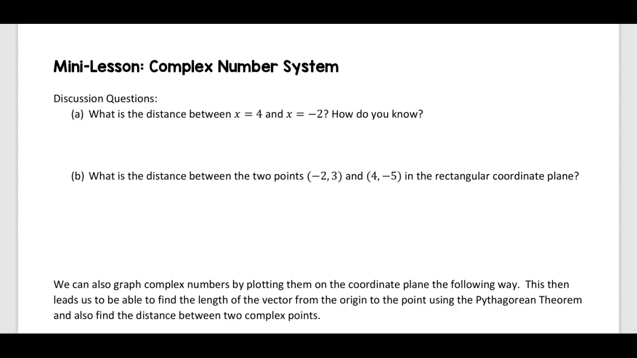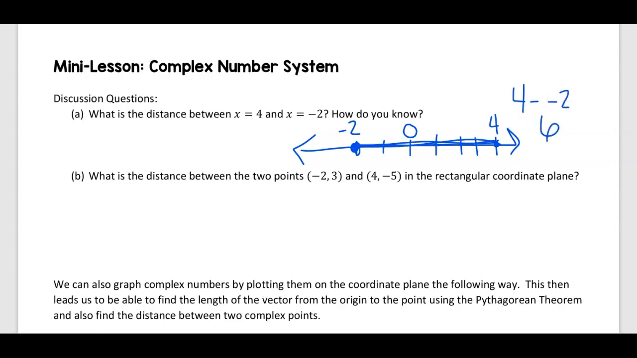So if we were to think about those on a number line, here's 0. So one of our points is at -2. One of our points is at 4. And so the distance between those two, we could think of that as 4 minus -2, which is 6. You could count that those are 6 units away from each other. Any of those methods would be just fine.